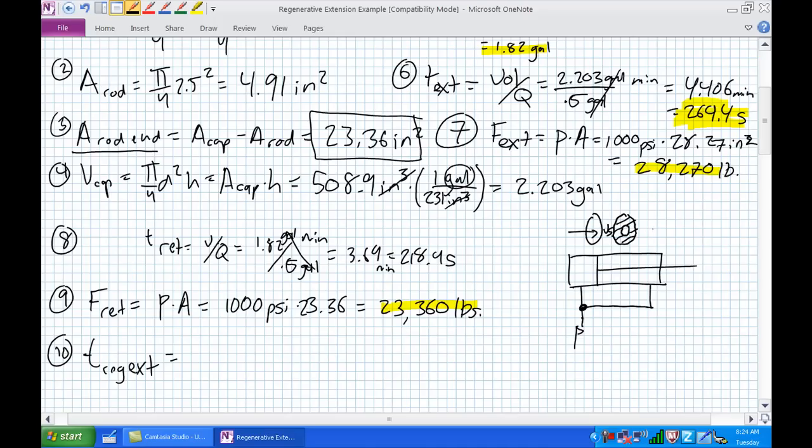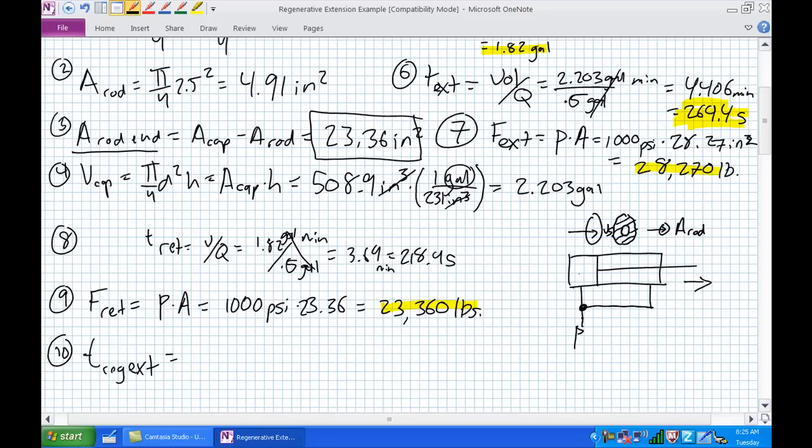So these guys are pushing against each other. Who wins? This guy, because of the area imbalance right there. What is that area? That is the area of the rod, okay? So what's happening? This thing will extend when pressure is hooked to both sides of the rod and the cap, okay? So this is known as regenerative extension.